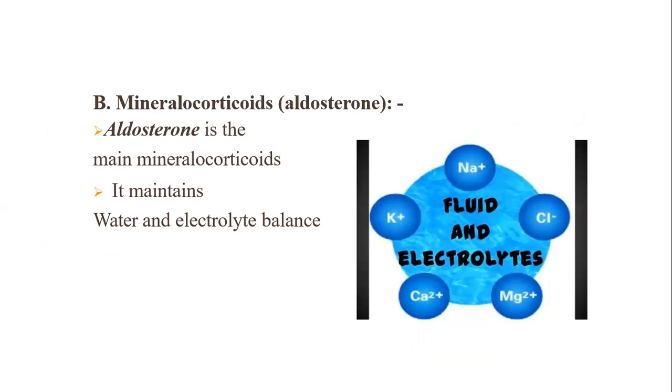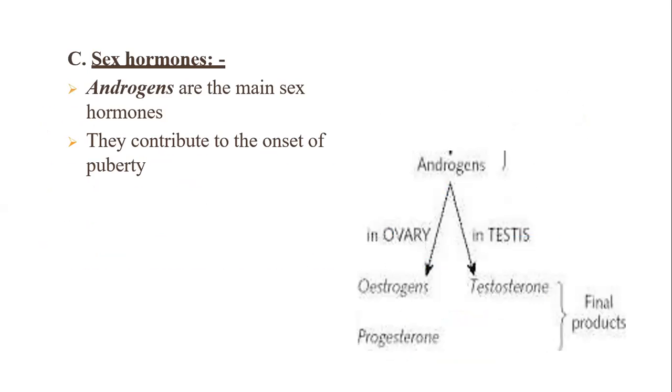Mineralocorticoid, especially aldosterone, is the main mineralocorticoid hormone and it maintains water and electrolyte balance. Sex hormones, that means androgens, are the main sex hormones. They contribute to the onset of puberty. Androgen in females stimulates the ovary for secretion of estrogen and progesterone. In males, it stimulates the testes for secretion of testosterone. So these are the roles of various adrenal hormones.